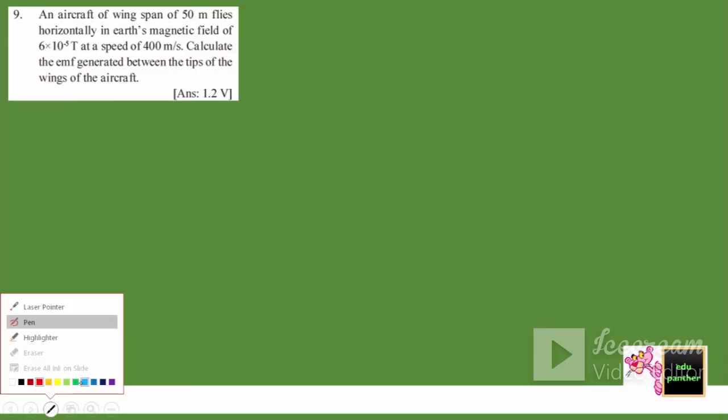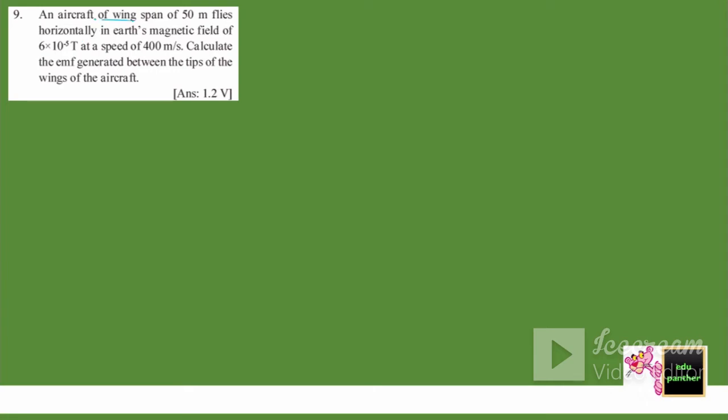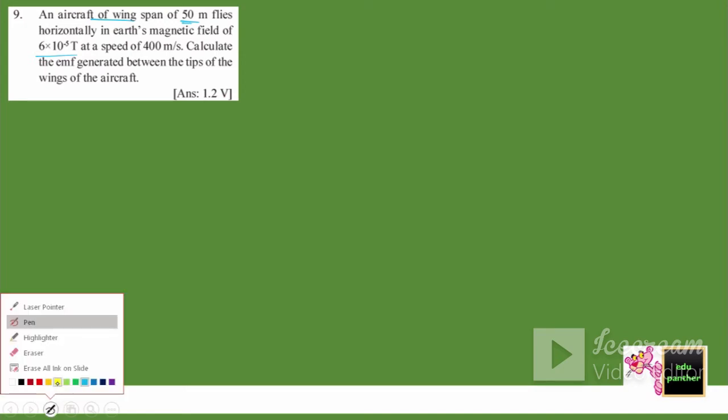Question number 9. An aircraft of wingspan 50 meter flies horizontally in Earth's magnetic field of 6 into 10 to minus 5 Tesla at a speed of 400 meter per second. Now calculate the EMF generated between the tips of the wings of the aircraft.